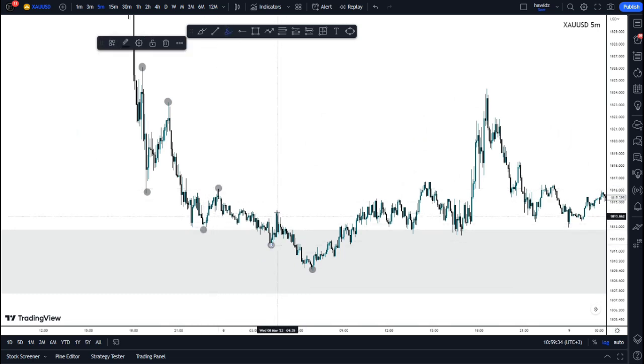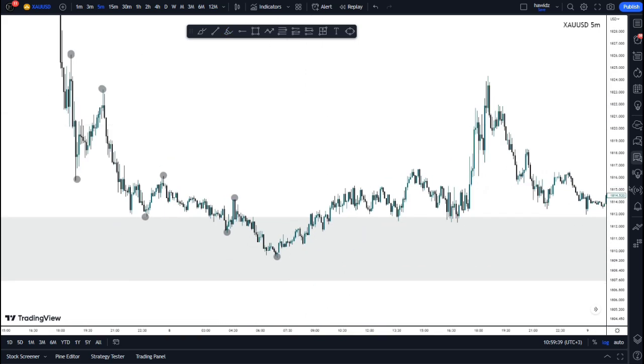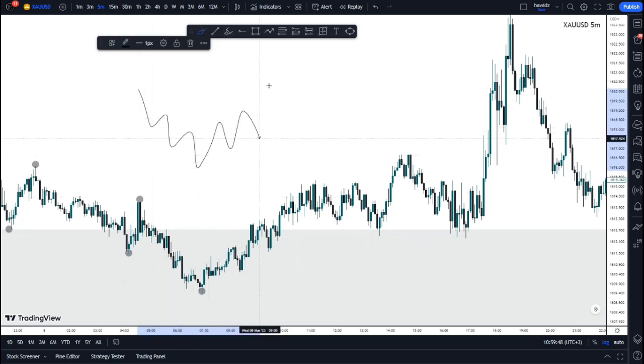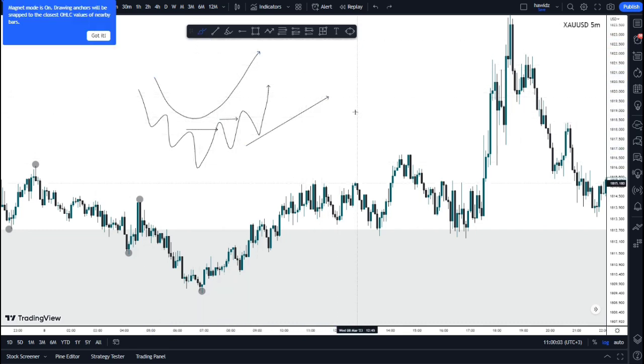Lower low, lower high, lower low, lower high, lower low, right? Let's just do it like that, simple. Now from there, what we need to see is that shift from bearish to bullish, right? This change of character here and this break of structure here will confirm that this price action has shifted from bearish to bullish, and now we're heading into an uptrend, of course.